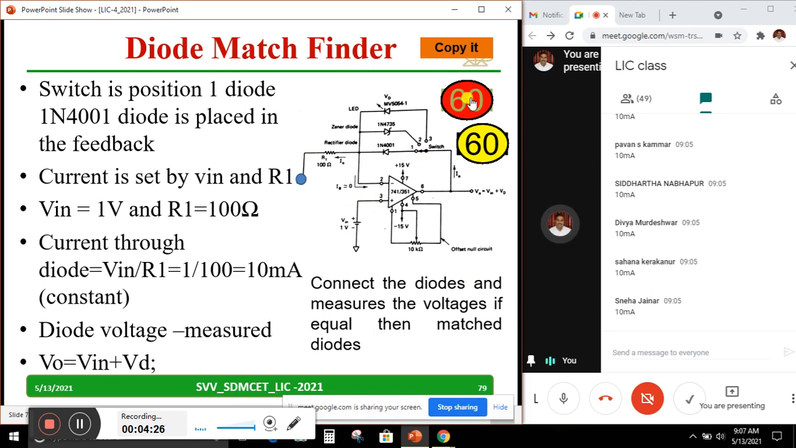Your time starts now. Copy down, and the circuit is with you. Only have to note down 2 important lines. I am connecting the diodes and I am measuring the voltage. If equal voltages are there, then those diodes I am keeping apart, separate. So those diodes are matched diodes.